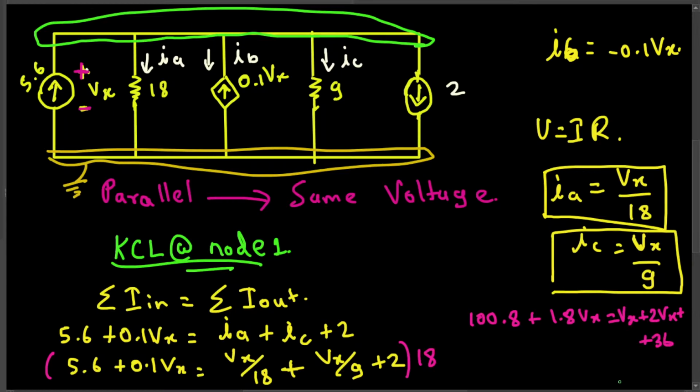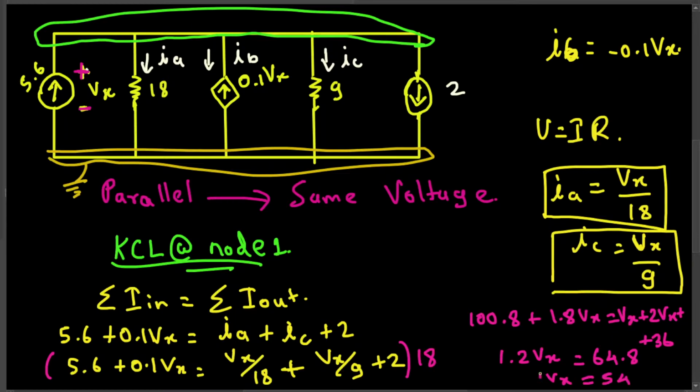Okay, now let's add the like terms. Let's bring all the Vx to the one side and bring the numbers to the other side. So here we have 3 Vx, and if I subtract this 1.8 from that, that's going to be 1.2 Vx, and if I bring this 36 to the other side, that's going to be 100.8 minus 36, that's going to be 64.8. And if you solve for the Vx, you're going to get 54.